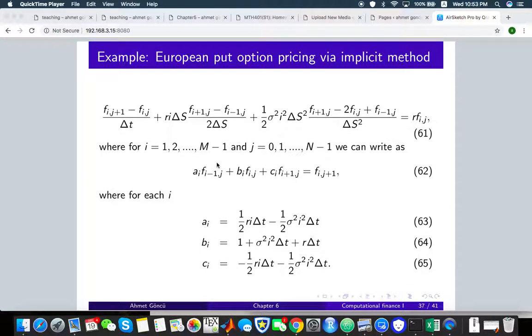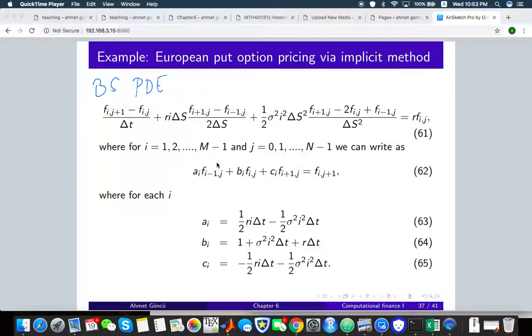So far, we have already discussed how to implement the explicit, implicit, or Crank-Nicholson methods in the generic heat equation example. But we can apply the same methods to European put or call option pricing problems. So here, let's consider the European put option pricing using the implicit method. We can approximate each of these partial derivatives in the Black-Scholes PDE. So we start with the BS PDE and approximate each of these terms.